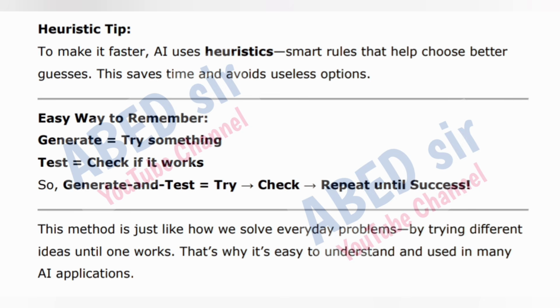Easy way to remember. Generate is equal to try something. Test is equal to check if it works. So, Generate and Test is equal to try, check, repeat until success. This method is just like how we solve everyday problems, by trying different ideas until one works. That's why it's easy to understand and used in many AI applications.